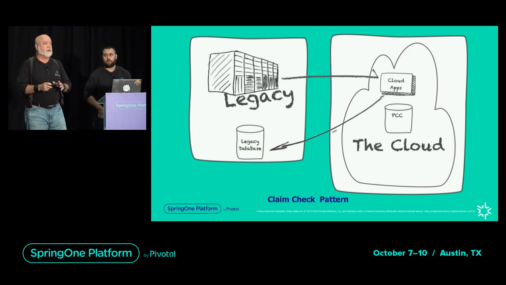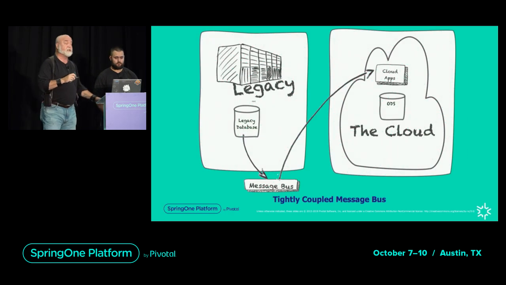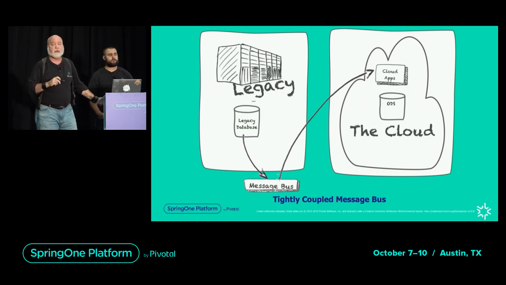Whatever you do, please don't send 5 megabyte files through Rabbit or these kinds of places. That's, in my opinion, not an appropriate use of messaging, okay? And if that's the case, then a claim check pattern is very good. You send something over to the cloud app. You say, hey, I've got data that needs to be picked up. Go get it.